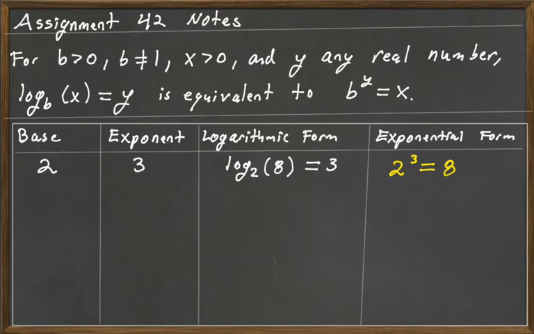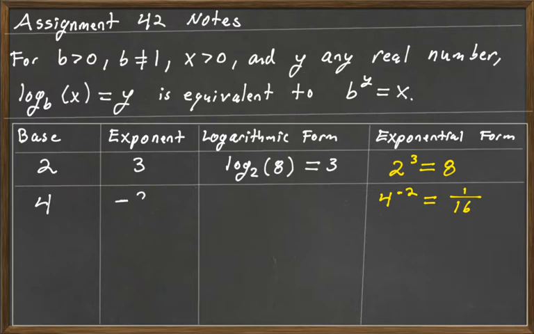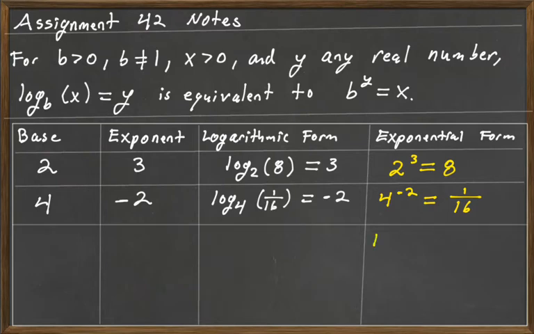Alright, let's do a couple more examples. Let's say we have 4 to the minus 2 is given as 1 over 16. So the base there is 4, and the exponent is minus 2. So it is going to be log base 4 of something, and it's always equal to the exponent, which is minus 2. So the only number we're missing is the 1 over 16. Alright, let's try another one.